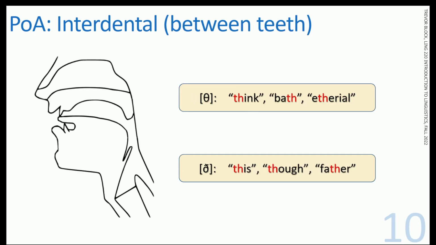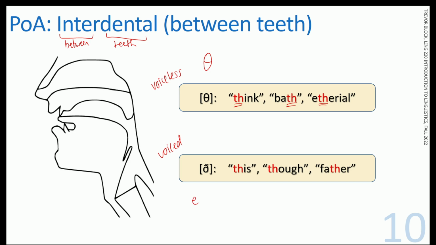The third place of articulation is interdental. So again, inter just means between, and dental means teeth. Now, your tongue goes between your two teeth, and you have continuous airflow. So we have the voiceless think, and this is the theta symbol. This is a tall theta symbol. So words like think, bath, ethereal. This has the voiceless version. But we also have a voiced version. This is called eth.